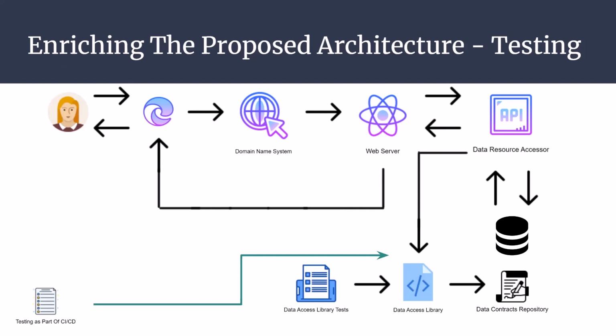For this reason, each modification we make to a data contract requires updating the data access library tests. Doing so will help us guarantee the completeness and correctness of the data we expose over an API to our users.